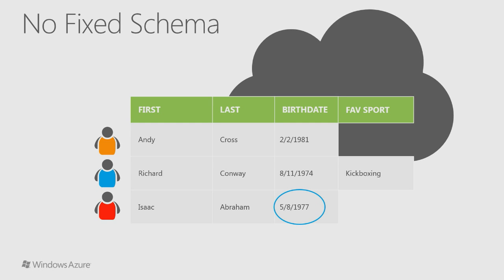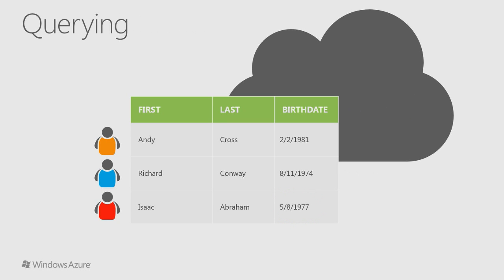Here, we see that a table can have a ragged shape, with one row having a field that other rows do not. There's no strong typing. Values in a column may have different varying types. Querying the table service is per the ADO.NET Data Services specification.